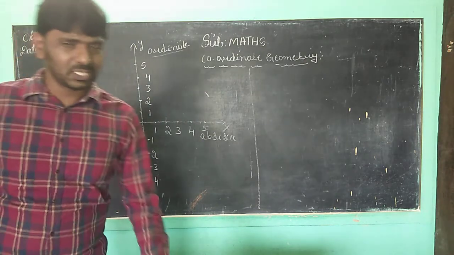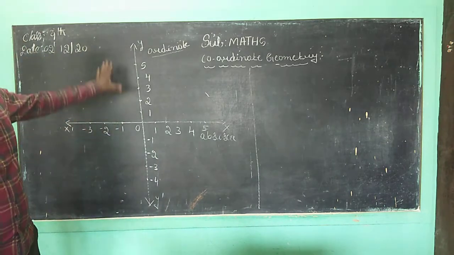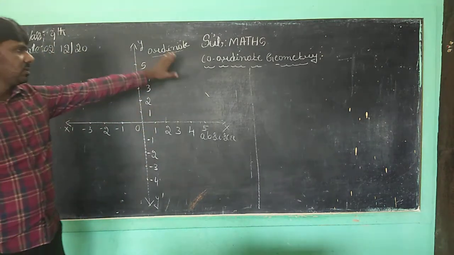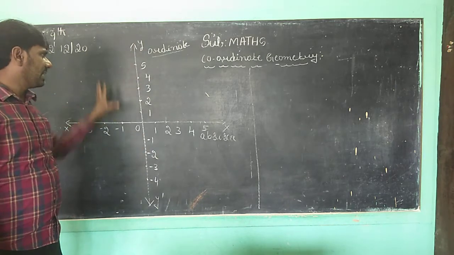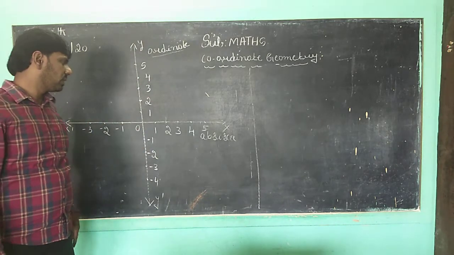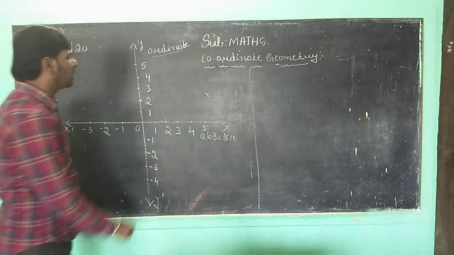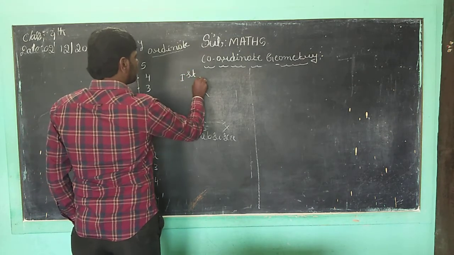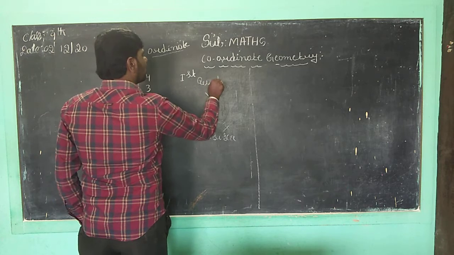Children, now we want to divide this plane into 4 quadrants. So the x-axis and y-axis divide it. Okay, children. This is the first quadrant.